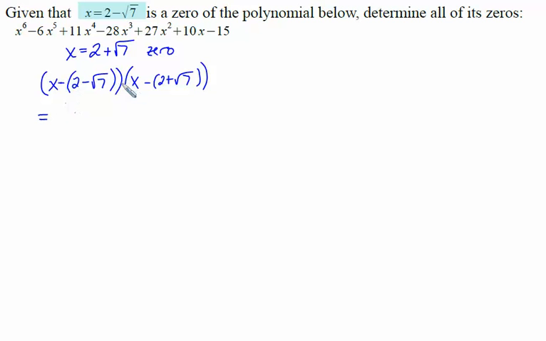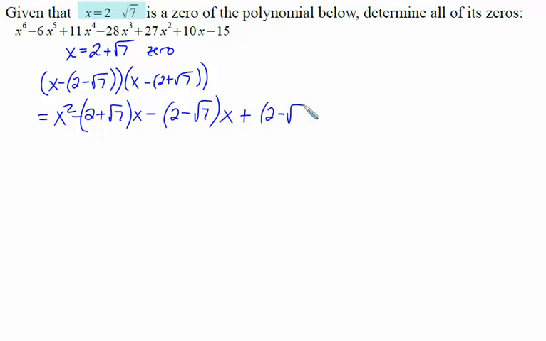So the first terms we're going to have x times x, which is x squared. Then we're going to have minus 2 plus radical 7 times x. And then we're going to have minus 2 minus radical 7 times x. And those come from the outer and the inner terms. And then it's going to be plus 2 minus radical 7 times 2 plus radical 7.